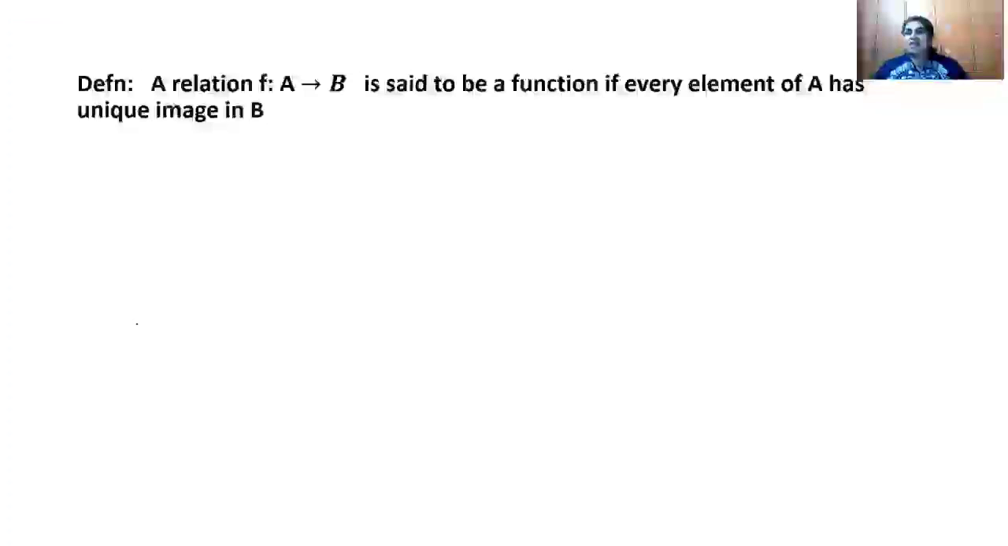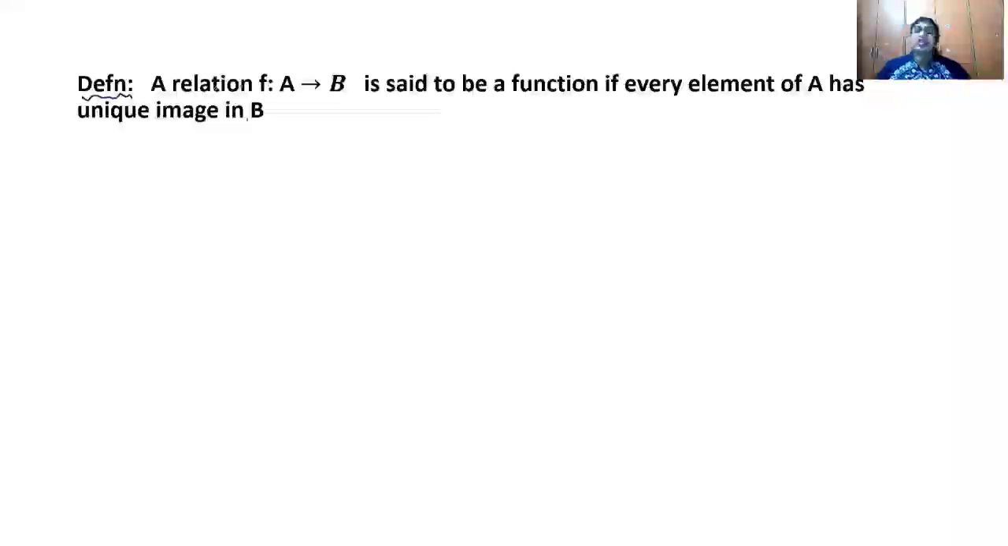Now, let us understand what the term function means. A function is also a certain type of relation, but we can say it is a special type of relation. So let us understand the definition of functions, then I will explain it by giving an example. So what is the definition of a function?